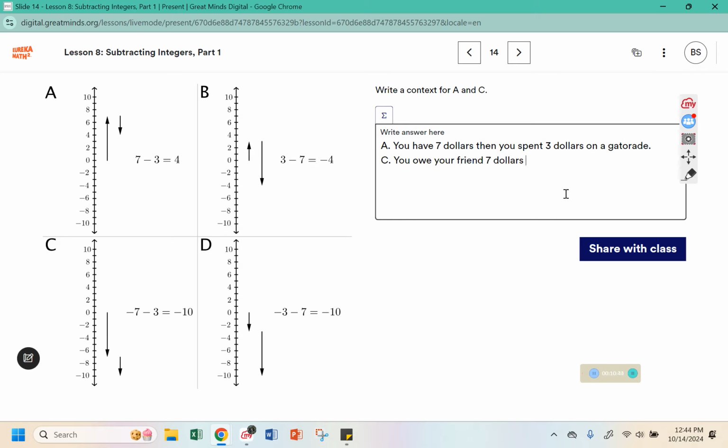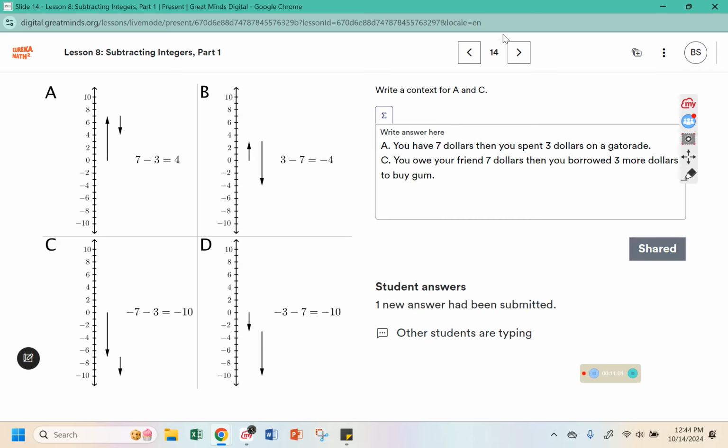C, you owe your friend $7. That would put us at -7. Then you spent, or you borrowed, $3 more to buy gum. So this one you already started in the negatives and you went down further. This one you started with some and then you reduced it by a little bit.